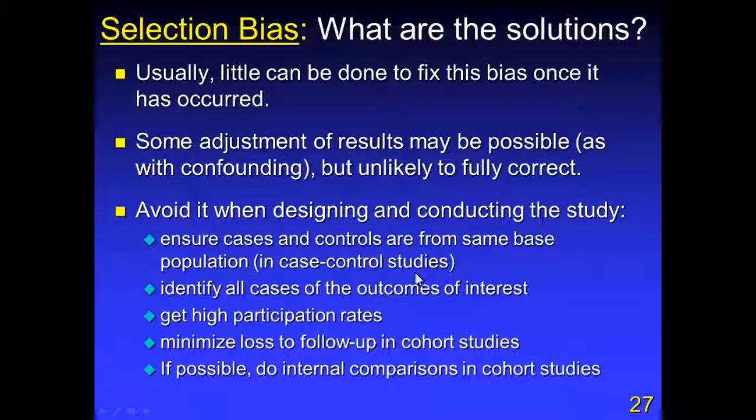We need to identify all the cases, if we can, of the health outcomes of interest. In any study, in cohort studies or in case control studies, get high participation rates. That applies to pretty well every epidemiology study. Minimize loss to follow-up in cohort studies. And if possible, do internal comparisons in cohort studies, but as we've discussed, that's not always possible because we often can't discriminate our cohort, particularly if it's a retrospective cohort, in terms of degrees of exposure. So we often have to just compare the whole cohort with some external population, often the general population.